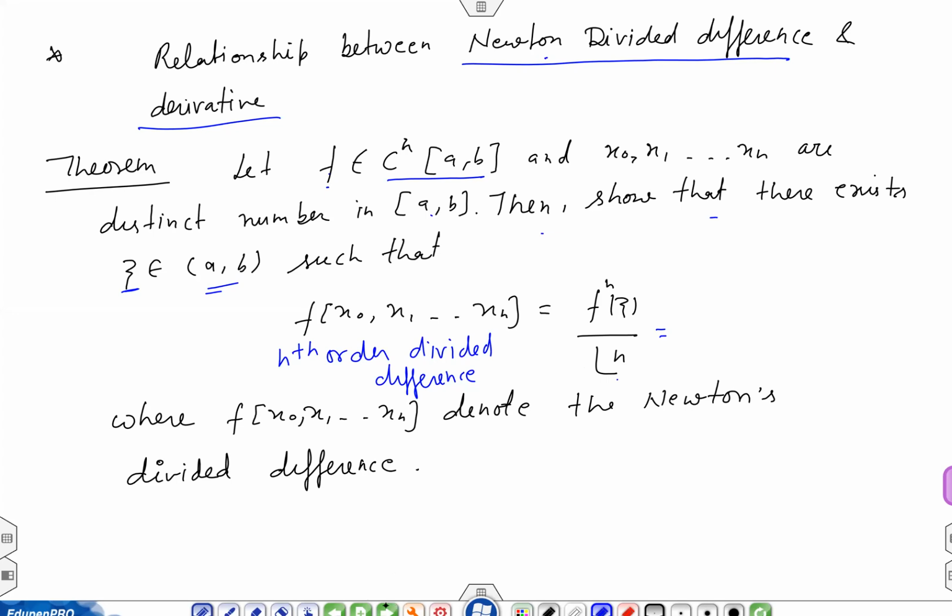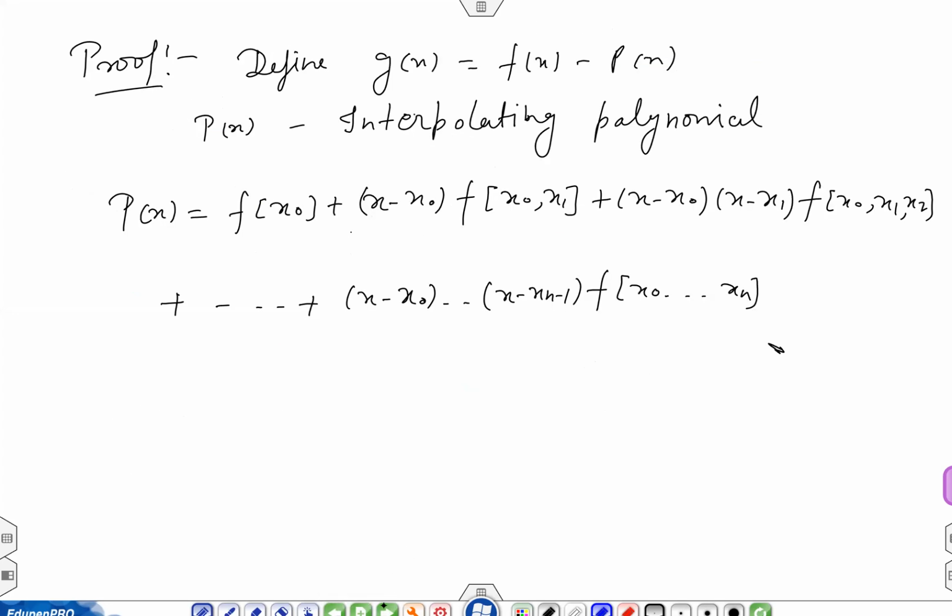It's very simple. For proving this result, we will define a function g(x) that is equivalent to f(x) minus p(x). f(x) is what? That is the data function, the function values. And p(x) is a polynomial passing through the given n plus 1 data points. ठीक है ना? तो f(x) जो है वो एग्जैक्ट वैल्यू है, p(x) जो है वो हमारा इंटरपोलेटिंग पॉलिनोमियल है जो कि अप्रोक्सीमेट कर रहा है फंक्शन को. So f(x) minus p(x) is what? It is equivalent to some error. That error we are defining as g(x).